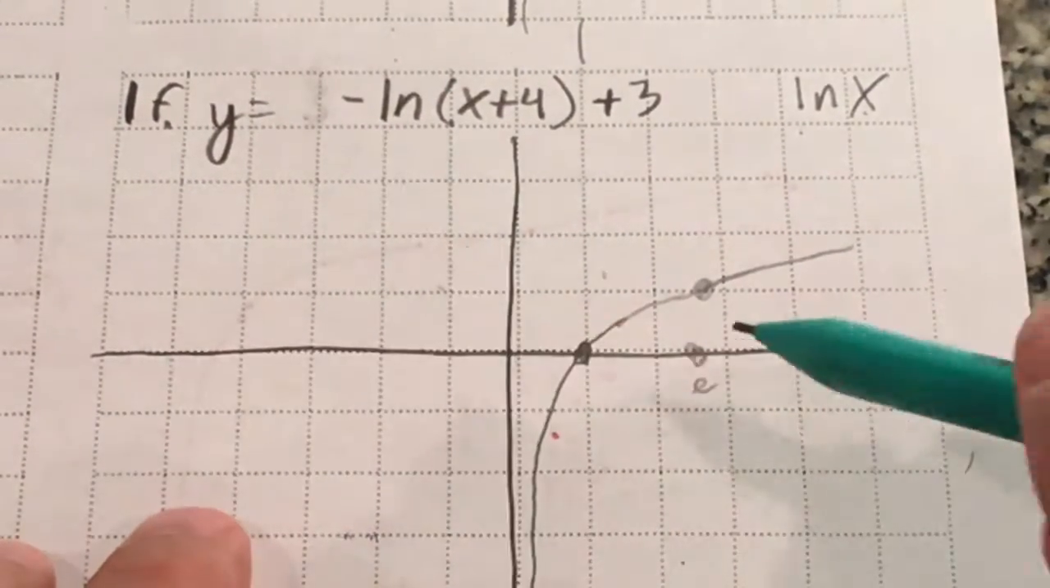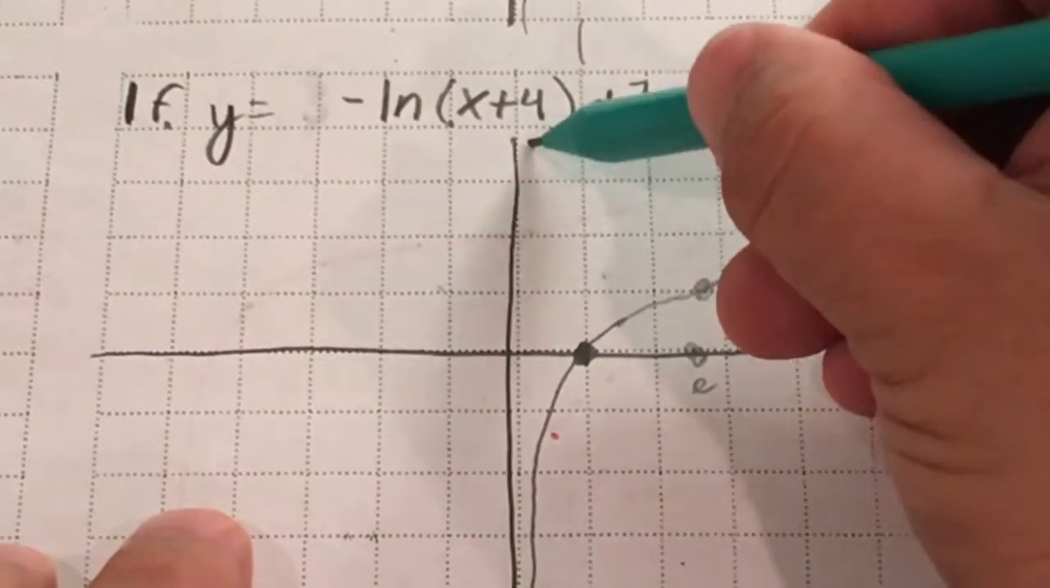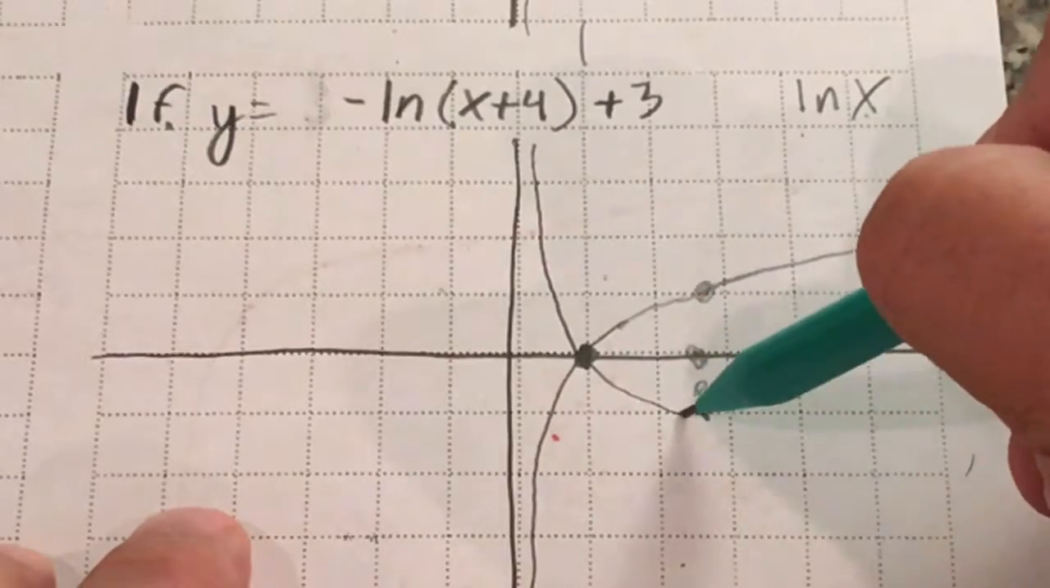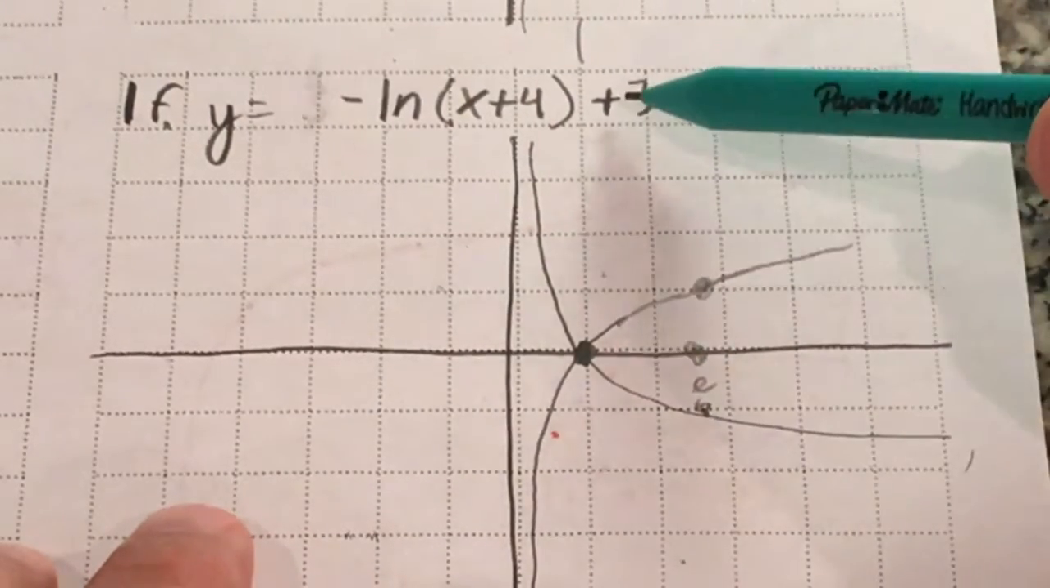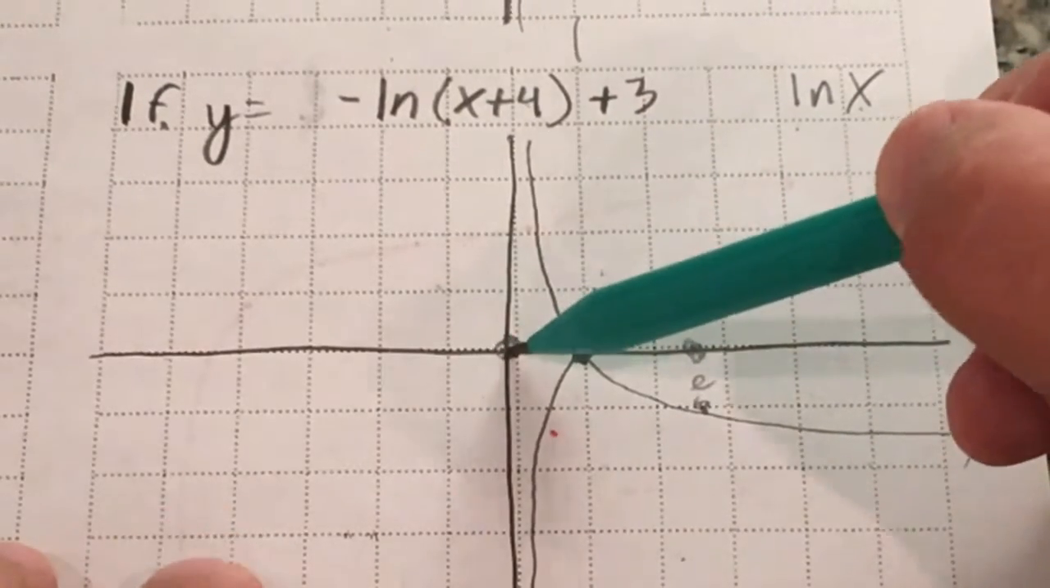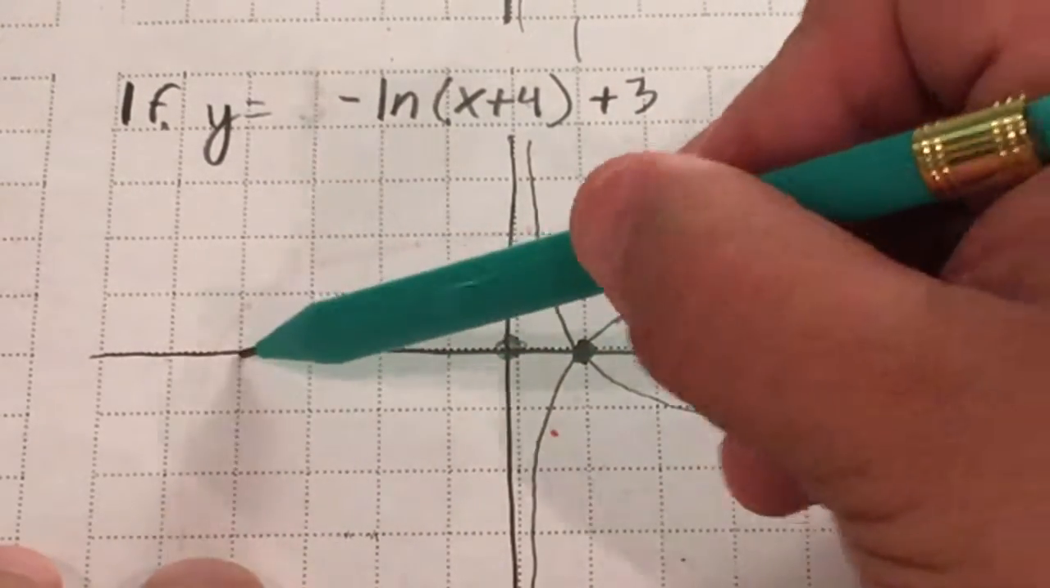Now I have to reflect this over the x-axis. So it's going to go through 1, 0, but this time it's going to be reflected and go through about 2.718, negative 1. And now I'm going to shift this whole thing left 4, up 3. Opposite, same. So my original axis is going to go left 1, 2, 3, 4, up 1, 2, 3.